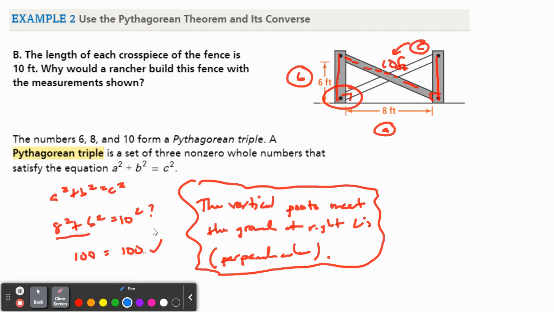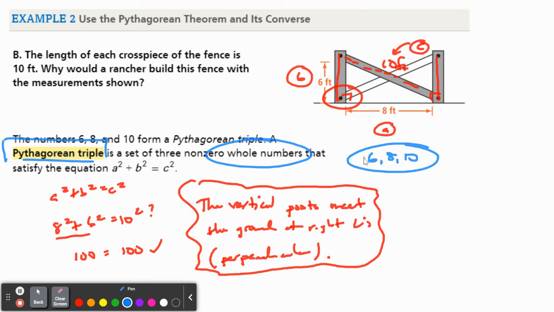Now, one thing to piggyback off of is this idea called a Pythagorean triple. A Pythagorean triple is a set of three non-zero whole numbers that satisfy the Pythagorean theorem, right? So 6, 8, and 10 are a set of whole numbers that do satisfy the Pythagorean theorem. And there's many more out there, right?